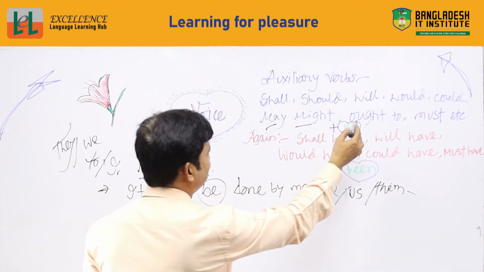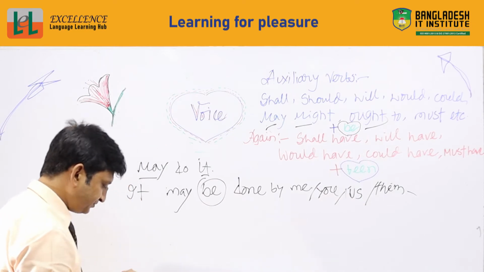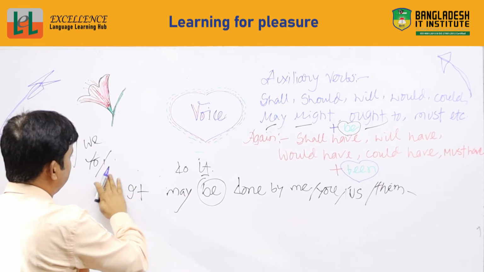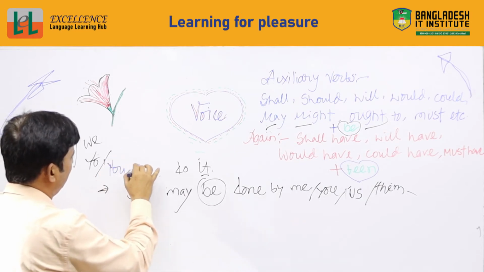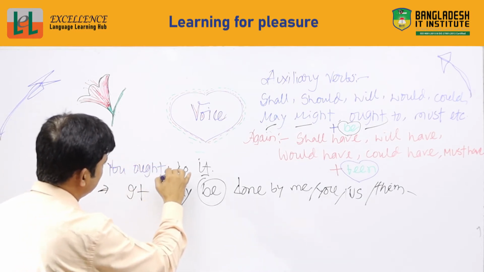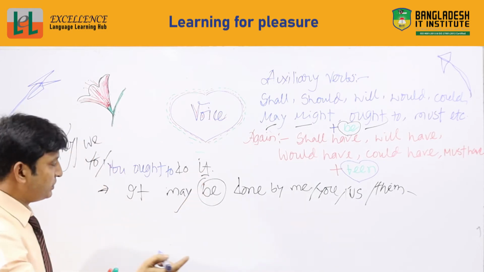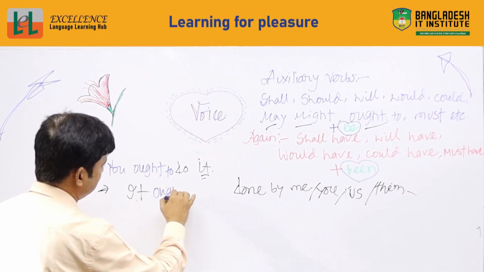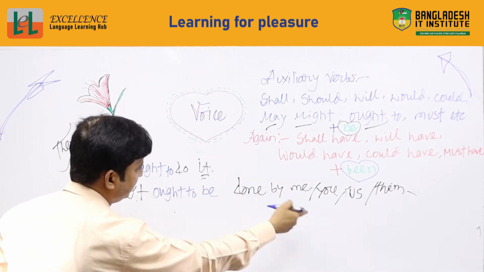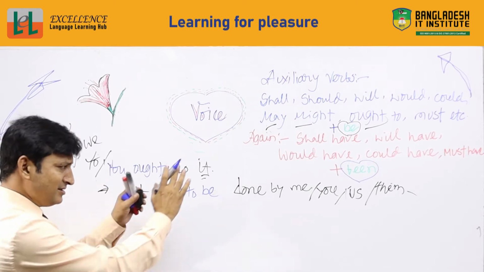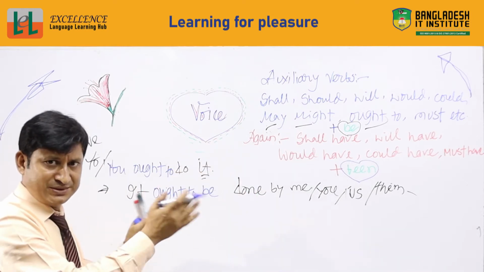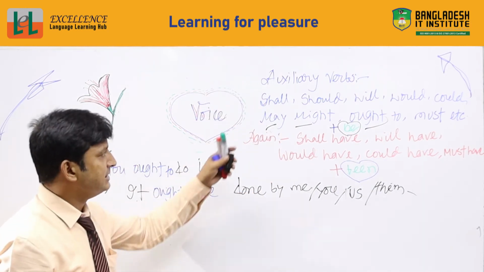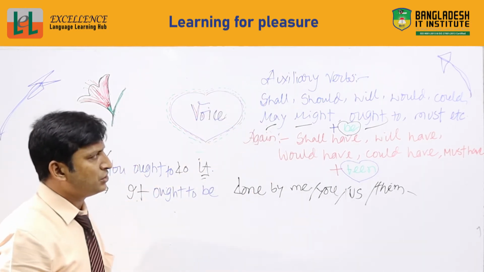So if you get that one, that is you ought to do it, then it ought to be done by me, you, or whatever it is. The subject will be object, the object will be subject, as we learned before. So all sorts of auxiliary verbs, that is shall, should, will, would, could, may, might, ought to, must.